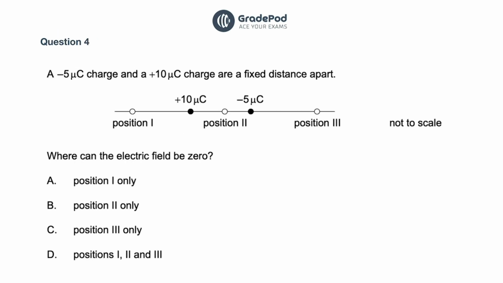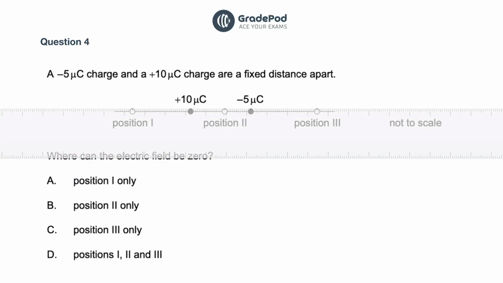Question 4. A -5 microcoulomb charge and a +10 microcoulomb charge are a fixed distance apart. Where can the electric field be 0? Let's look at each charge and consider the electric field due to each of those charges. We'll go with the 10 microcoulombs first. A positive test charge would be repelled from this 10 microcoulombs.